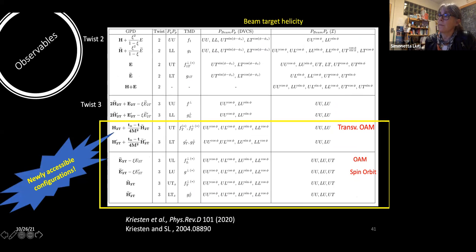That is a separate question. So in order to ask this question, we should. So I'm showing this humongous slide, and I apologize, but it's not, if you think about it, that ugly and monstrous, in the sense that there's a twist 2 sector up here, the twist 3 sector up here, and here I'm showing the various GPDs that enter: transverse orbital angular momentum, the longitudinal orbital angular momentum, the spin orbit terms, and where they appear with respect to the beam and target helicity.